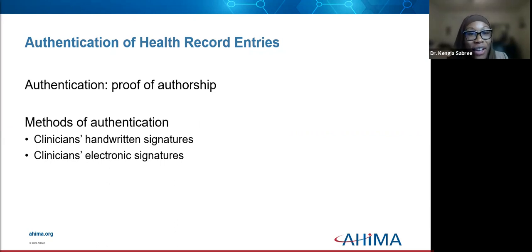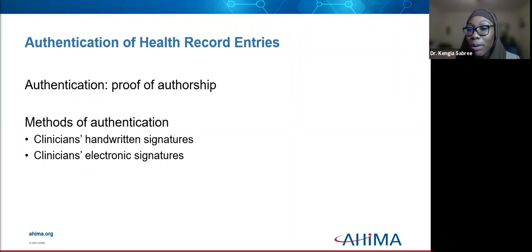So authentication of health records. Authentication of health record entries. Authentication means to provide authorship, and this can be done in several ways. Signatures, the ones we call wet signatures, right? Signatures that are handwritten in ink are the most common method for signing paper-based records.